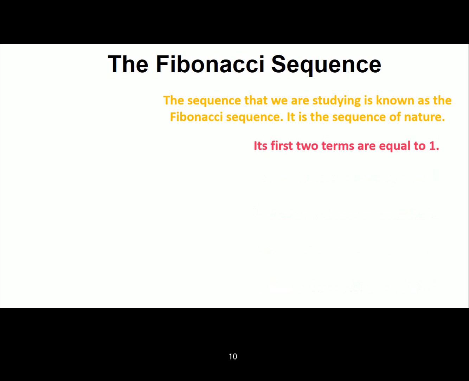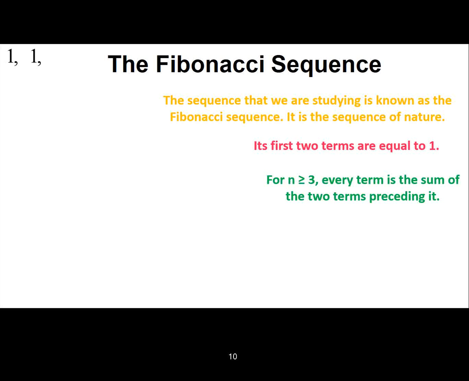Its first two terms are equal to 1. Then, for the third term onward, which is, of course, for n greater than or equal to 3, every term is the sum of the two terms preceding it. And we will see that in no uncertain terms, in the most explicit way that you can imagine.